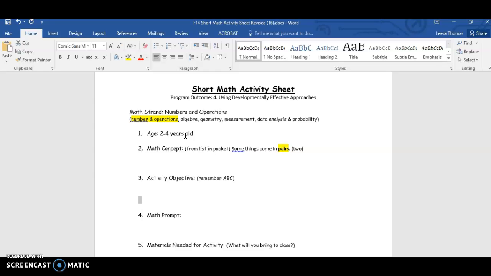So when I do this, I always start with the math strand and concept, and then I go back up and think, okay, what is developmentally appropriate? This is kind of the age range I think that is developmentally appropriate.